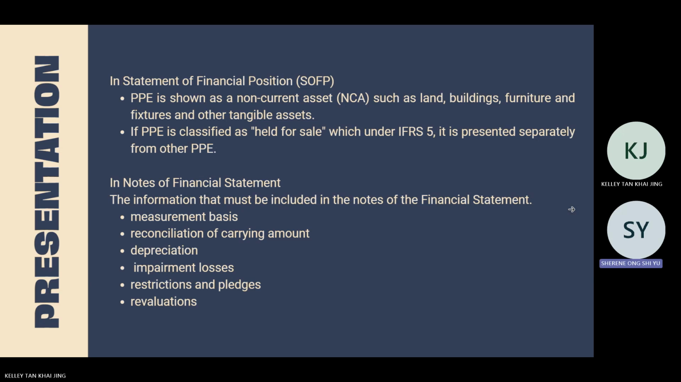While in the notes to the financial statements, the information that must be included is the measurement basis, reconciliation of carrying amount, depreciation, impairment losses, restrictions and pledges, and the last one is revaluation.